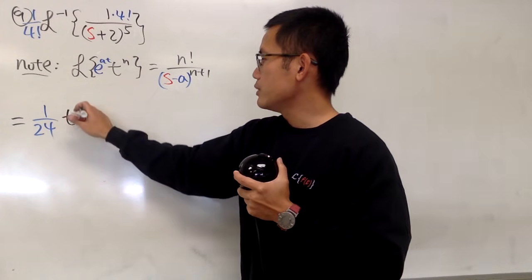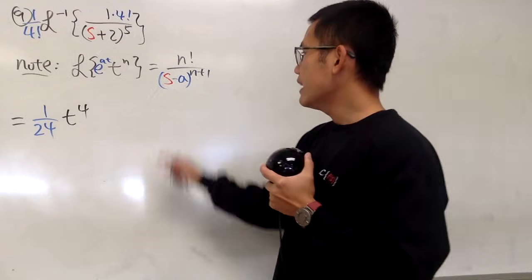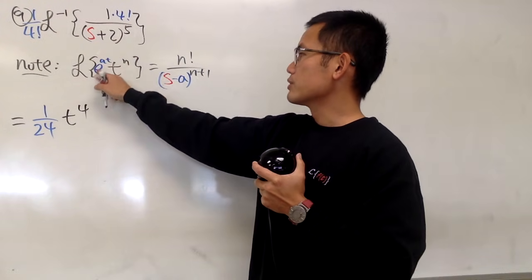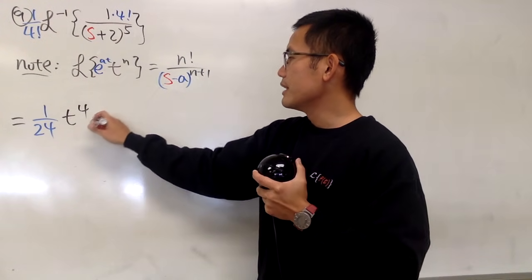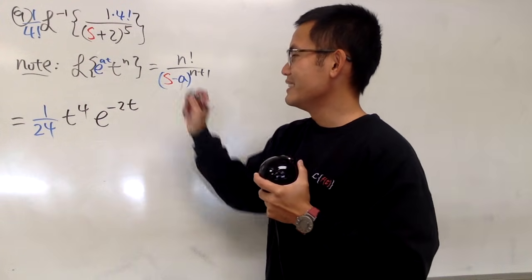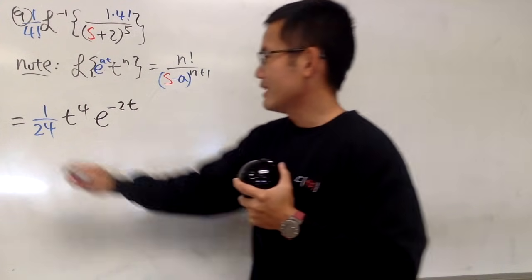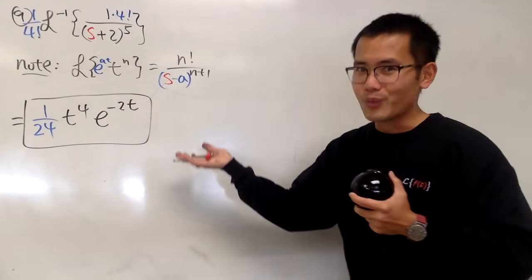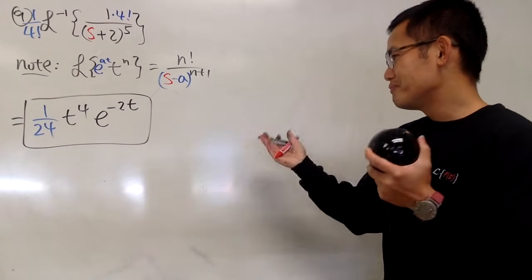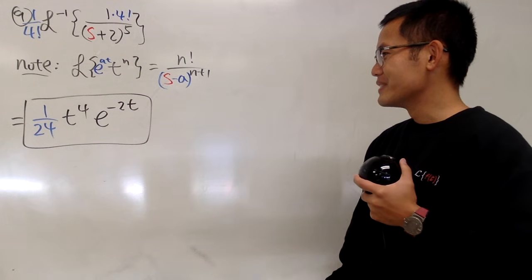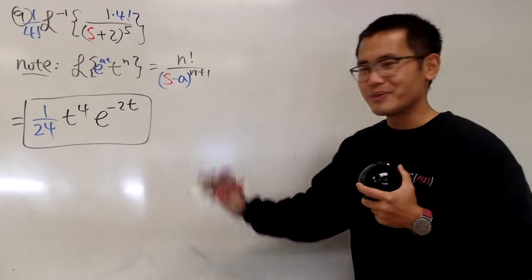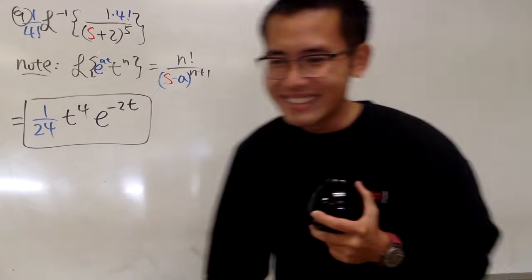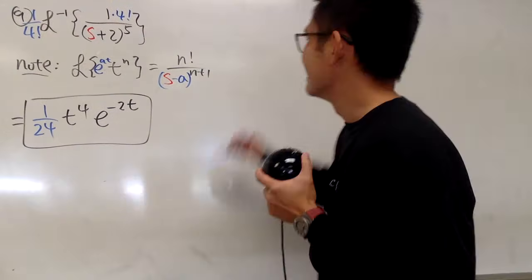Let's write that down first, t to the 4th power. And then a is -2, so just put that right here. So we have this and then e to the -2t, like that, right? So sometimes you do partial fractions, sometimes you just have to remember this formula. This is the one that should not be forgotten. All right. Number 10.